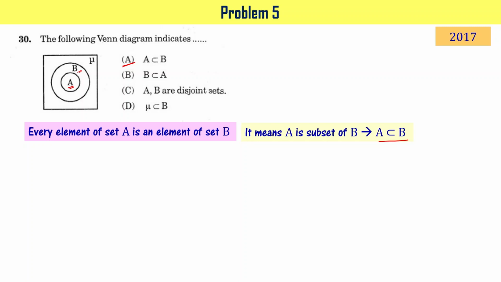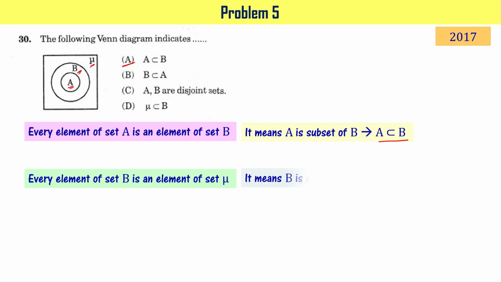However, we can quickly recall certain other things which is relevant for your final exam maybe. As you see here, every element of set B is an element of set mu, right? Every element of set B is going to be an element of set mu. It means B is a subset of mu. So choice D is wrong, right? Mu is not subset to B, but B is subset to mu.